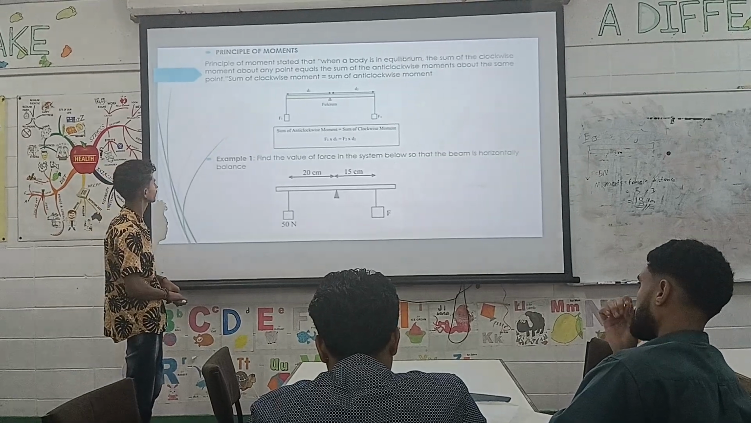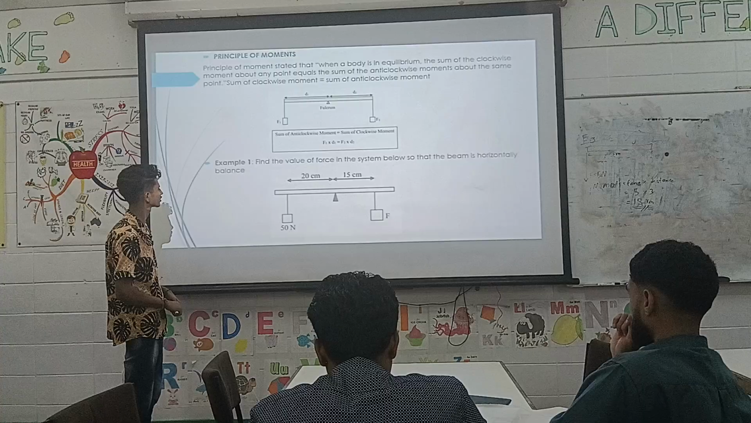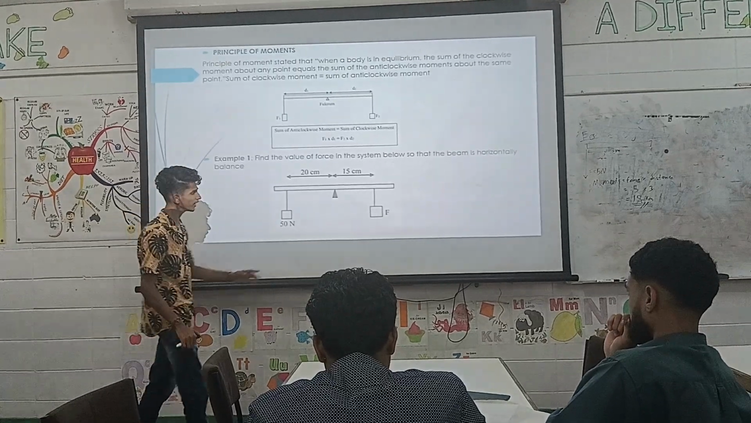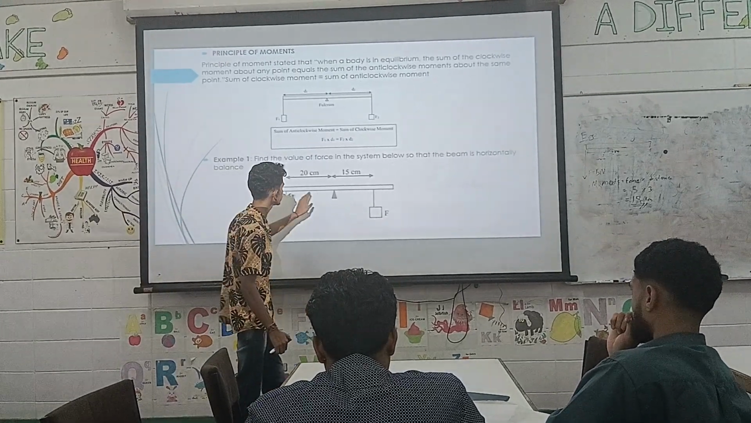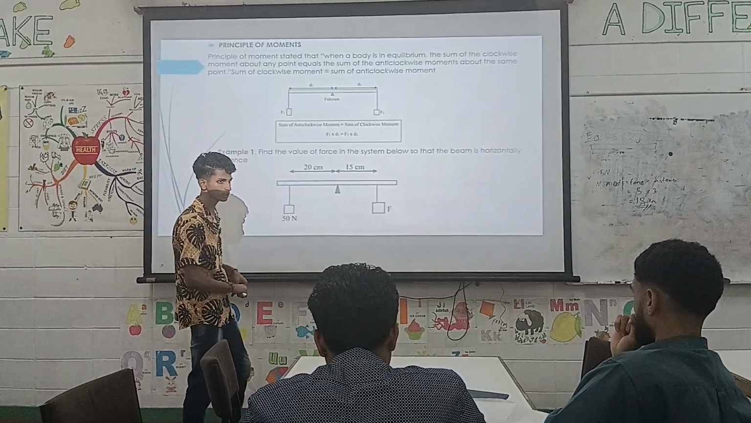So you can see an example. Find the value of force in the system below, so that the beam is horizontally balanced. So you have to find the force here so that the beam is balanced properly. I will show you how to do this question.